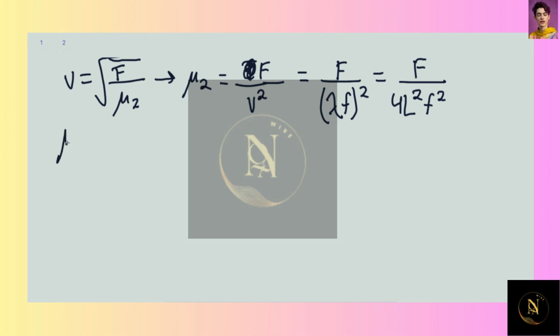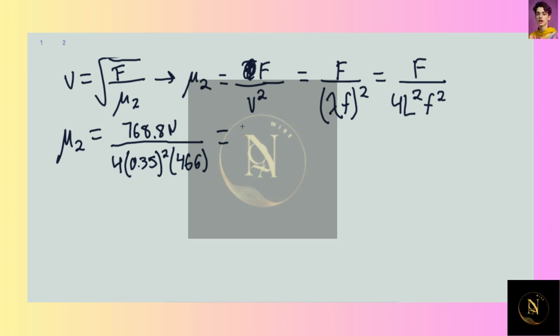So at this point, we can use the actual tension that we found in the previous part of the problem, 768.8 newtons, and then we'll have 4 times 0.35 squared, and then we want this to have an A sharp sound. We want this to have a frequency of 466 hertz. This is the frequency of A sharp. So we can just solve this, and we have 7.22 times 10 to the negative third kilograms per meter.